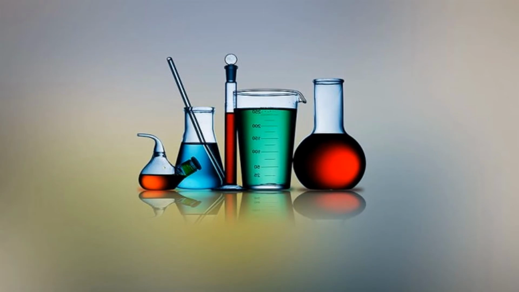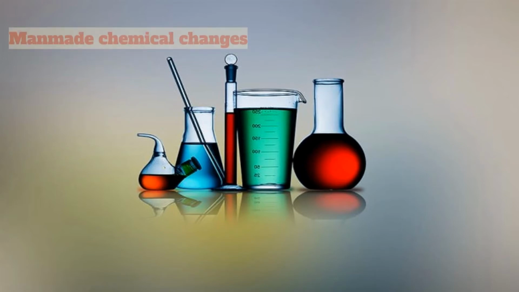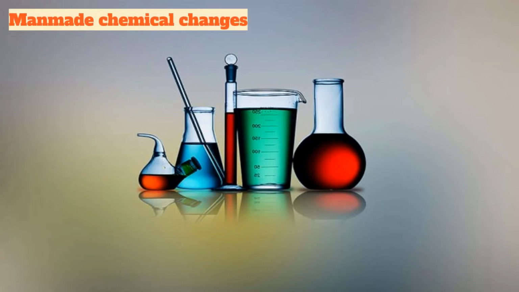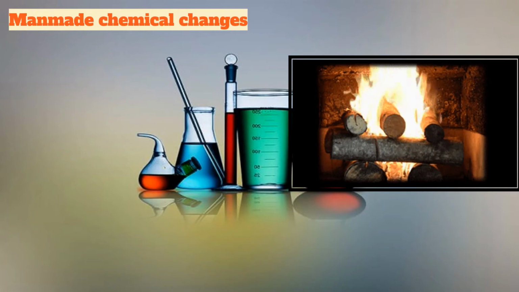Let us look at some man-made chemical changes. Man usually uses chemical changes for his use in everyday life, and let us look at some of them. The first one that we are going to see is combustion of fuels. Fuel is anything that burns, like wood, coal, petrol, diesel, cooking gas, and these things burn and we get heat energy and light energy.